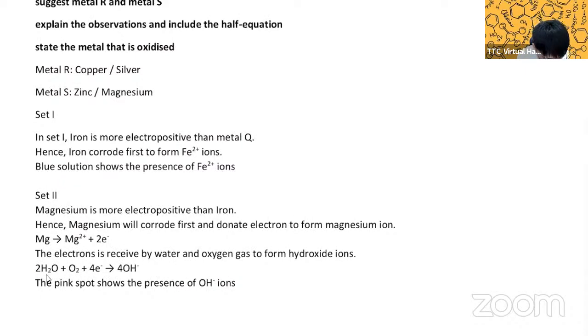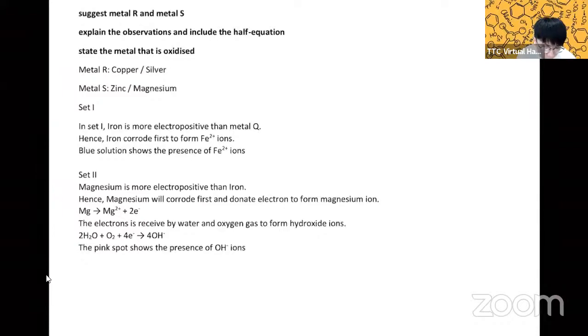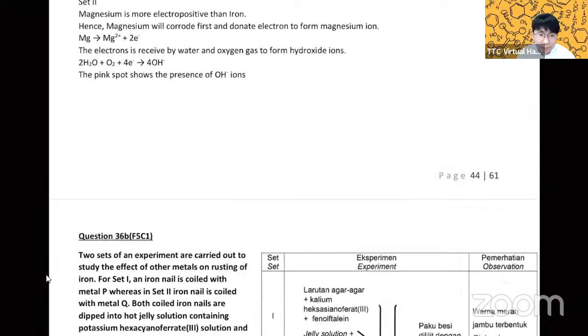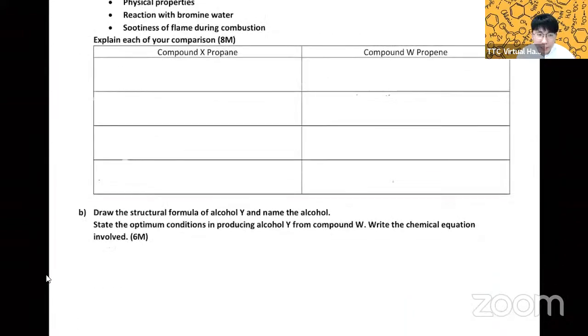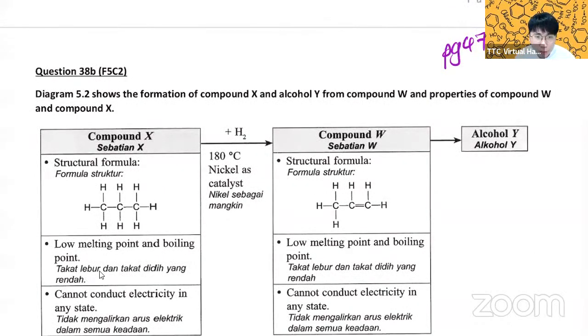Okay, so guys, if you are okay, let's move on to carbon compounds. Page number 47. In page 47, we have compound X and compound W, and then alcohol Y. So X can turn into W by adding H, and the structural formula for X is this. And then Y plus H becomes compound W.